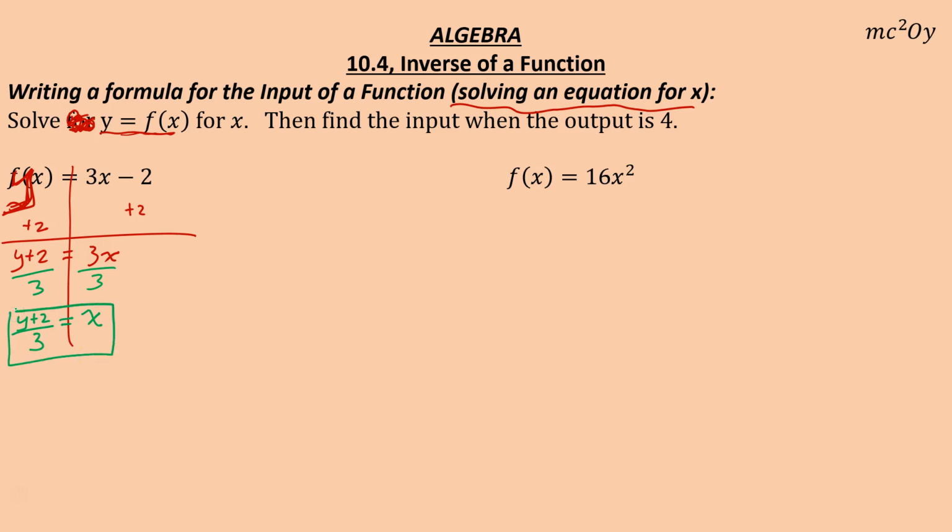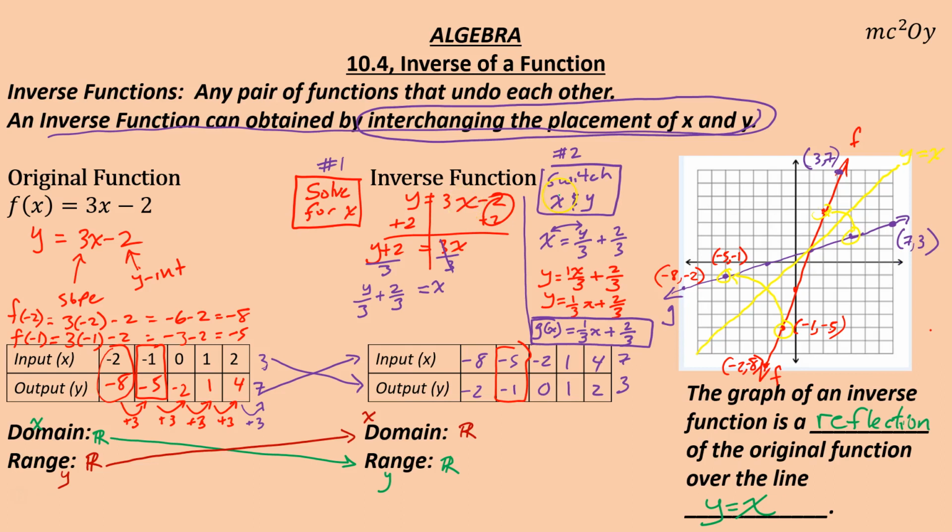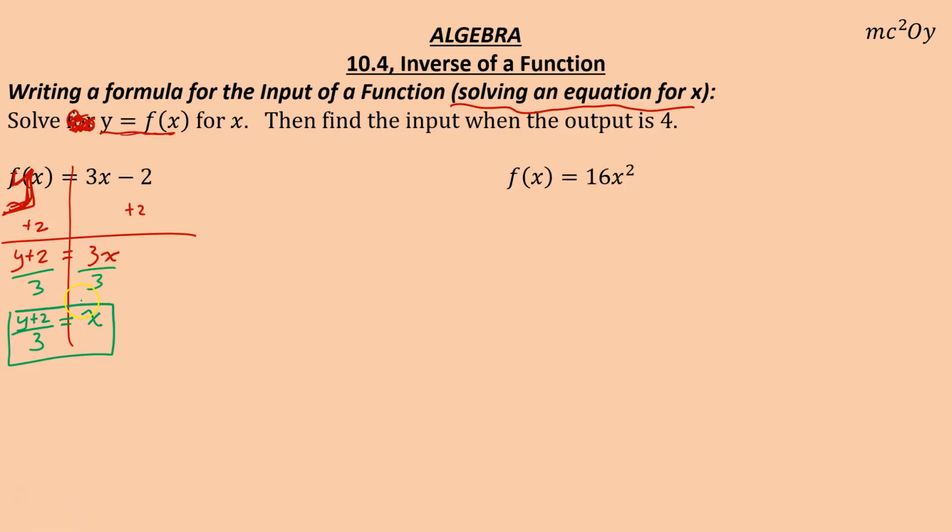Now, it doesn't say what format we have to have it in. It does not say find the inverse, right? Whereas here we were finding the inverse, so after we solved for x, we had to switch the values. Here, it just said solve for x, so we solved for x.